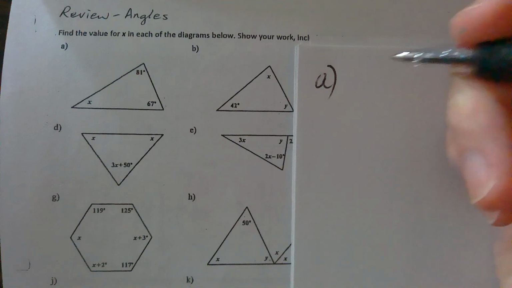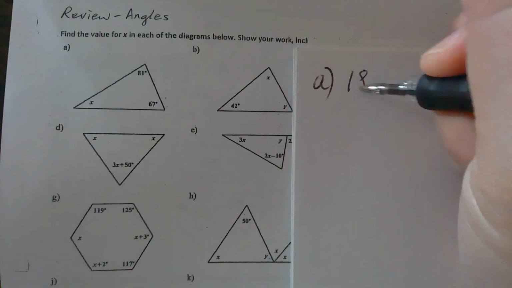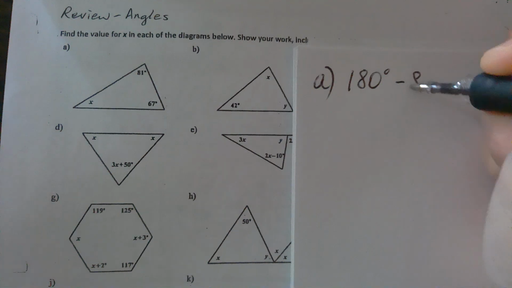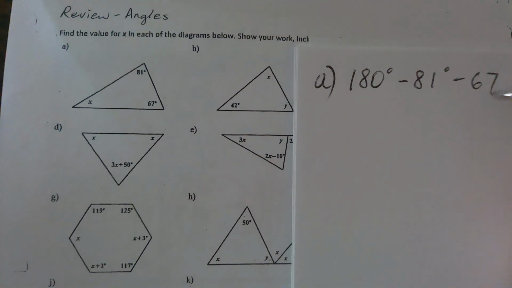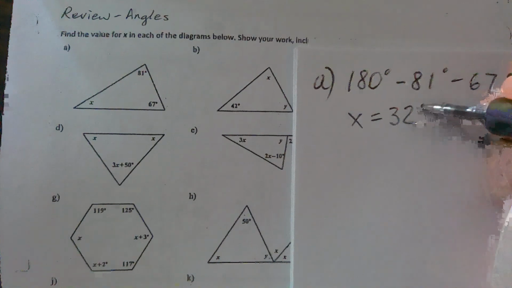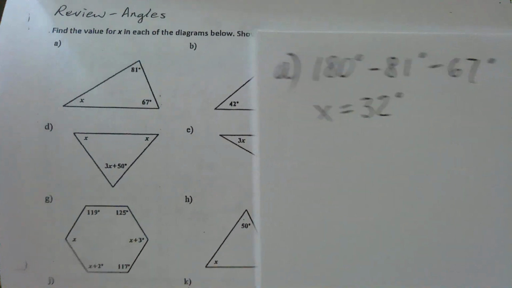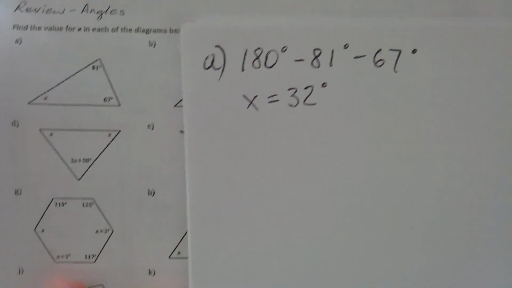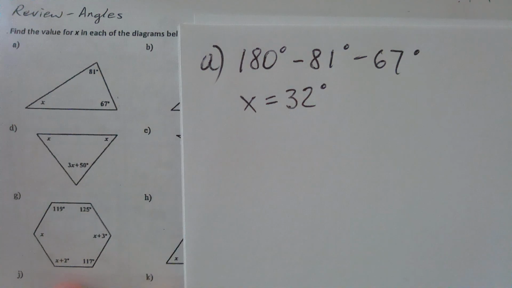Right, the sum of a triangle adds up to 180. So if you do 180 minus 81 minus 67, you'll get that x is 32 degrees. If this was a 1-mark question, let's say on the multiple choice, then that's all you need to do. If it was a 2-mark question, what else do you think I expect?